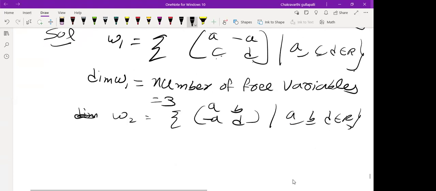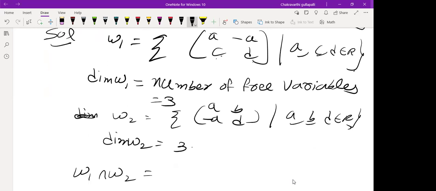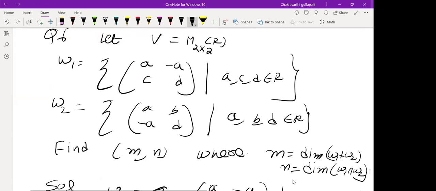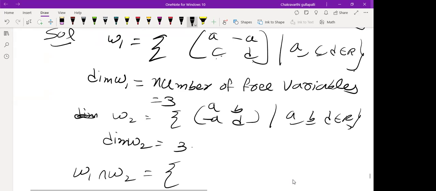So what is the dimension of W2? 3. A, B, D: 3 free variables. Then intersection. Intersection means common to both, right? So here intersection means free variables common to both. How many free variables are common to both? We have to check. How many free variables are there in W1 intersection W2? Intersection means common.